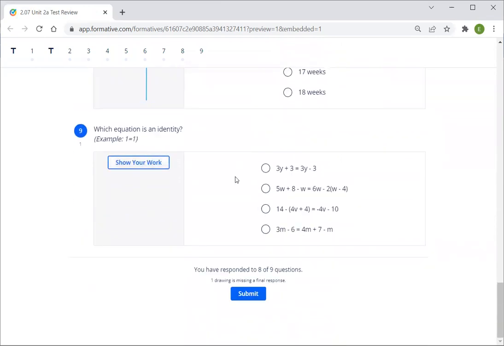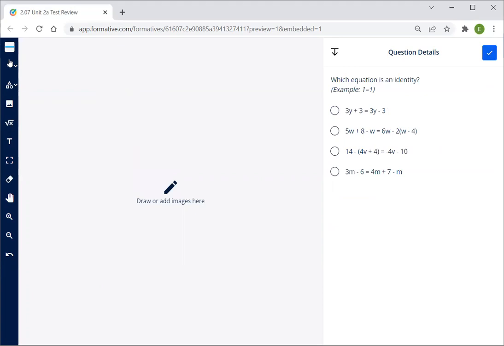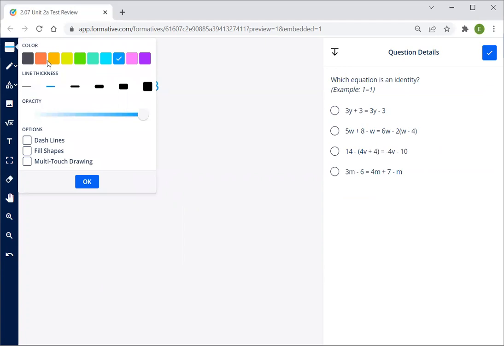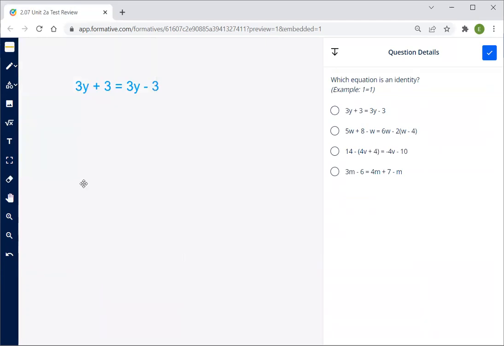And last question, which equation is the identity? Okay, so identity is when something equals itself. So looking at this first one, well, already we can tell that doesn't equal itself. There's a positive 3 and a negative 3. And honestly, this is how I would set this problem up. Because there's 3x or 3y on both sides, I would cross those out, and that would be 3 equals negative 3. Okay, that's not the identity.